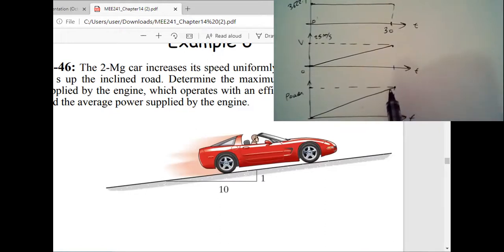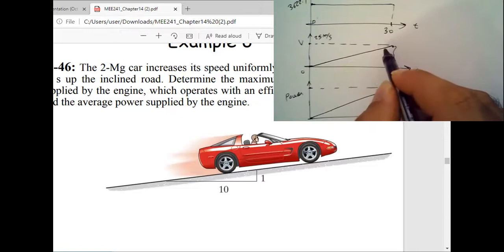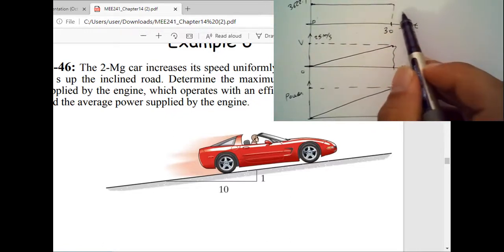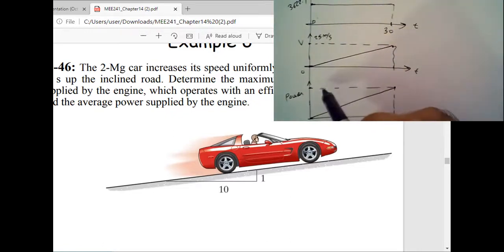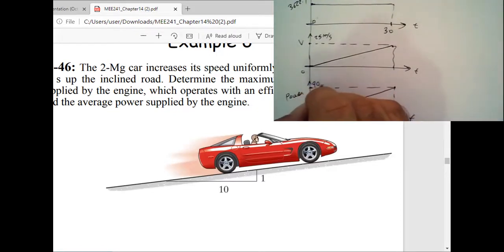What is my maximum power here? My maximum power is already given to me. We already calculated that, right? And you just multiply this guy. You multiply 25 by 3622. If you do that, you will get the number that we described earlier, which is 9567 watts.